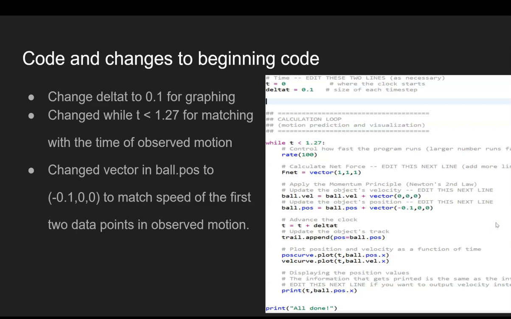But with code, you don't need to do that. You can just add stuff in. Like I changed delta t because I wanted to graph a little bit easier with 13 instead of 130 different ones like the original one had. And then I changed while t is equal to 1.27 to match the time of the observed motion of 1.27. And then I changed the vector position to negative 0.1 to match the speed of the first two data points in the observed motion of negative 1 meters per second.